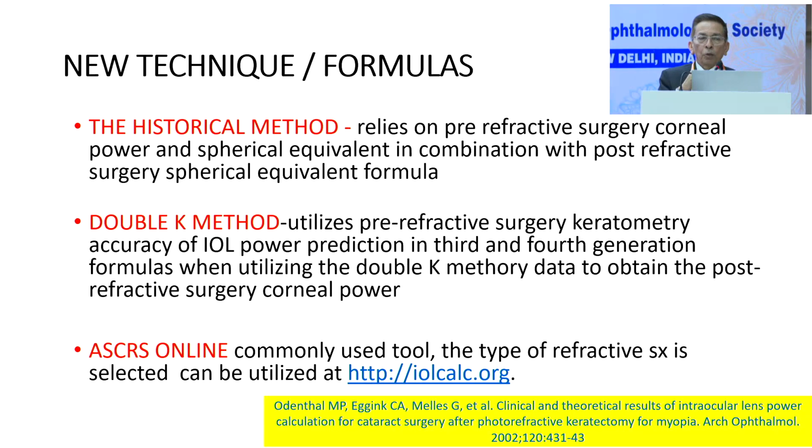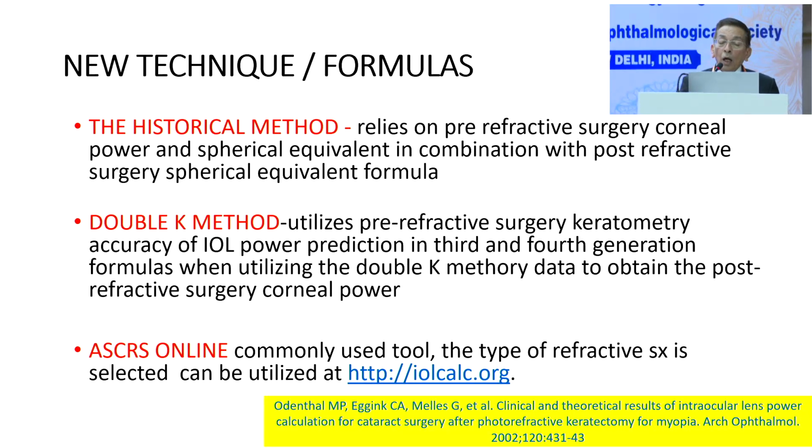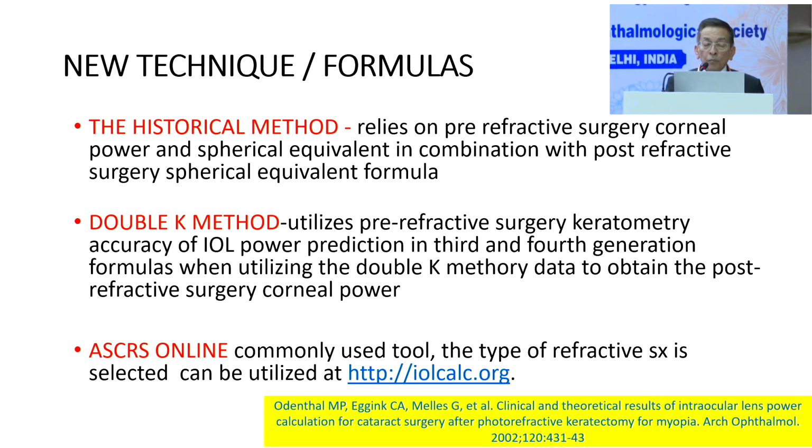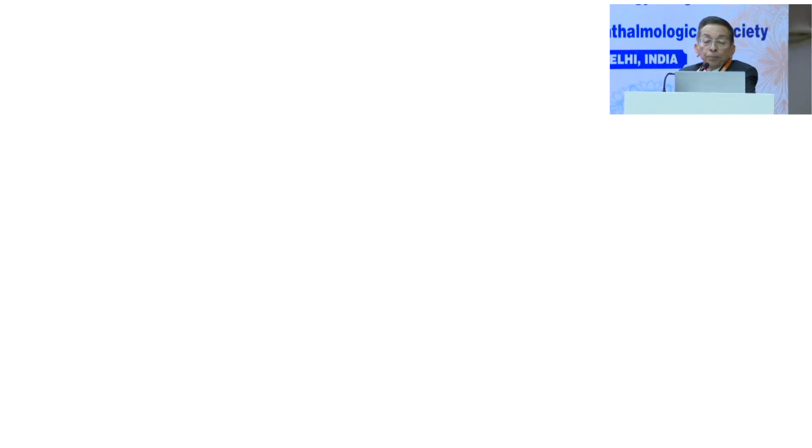So pre-LASIK or pre-refractive surgery, keratometry, anterior chamber depth or axial length. If you know that, you can assess with this, taking it into consideration, combining it with the post-refractive surgery spherical equivalent. The double-K method means utilizing pre-refractive surgery keratometry and the changes in the keratometry when calculating this. There is an ASCRS online software available which gives the predicted lens power.